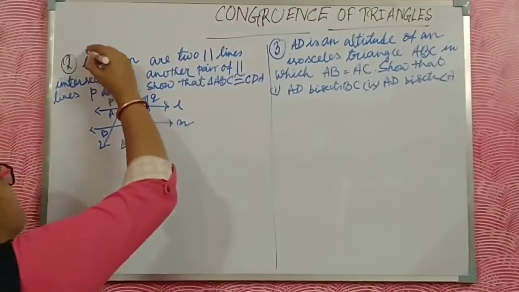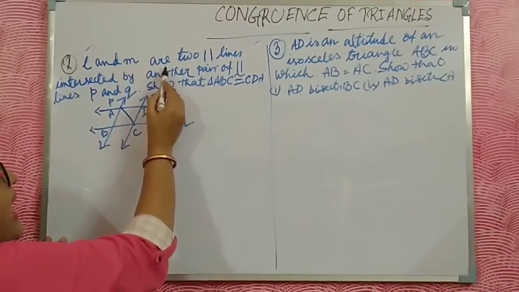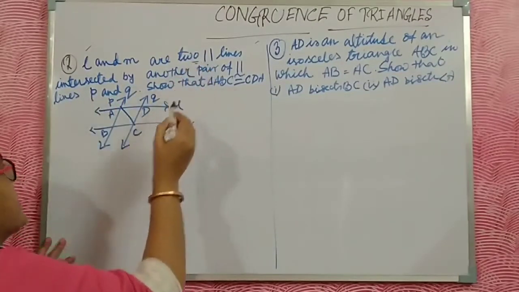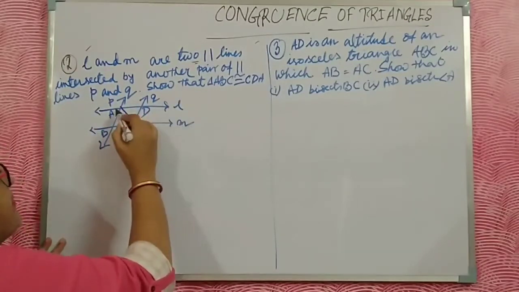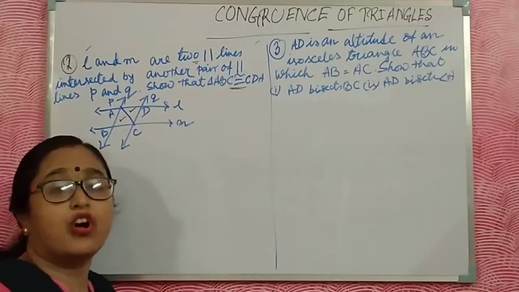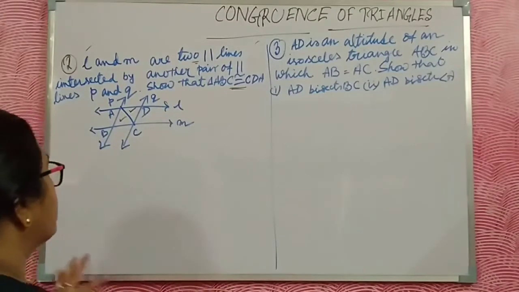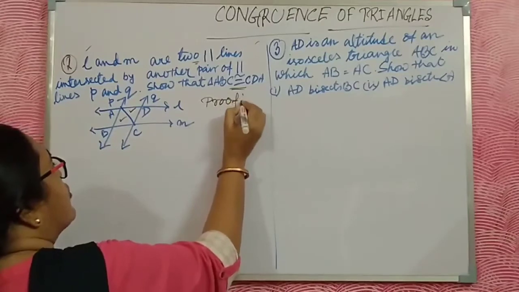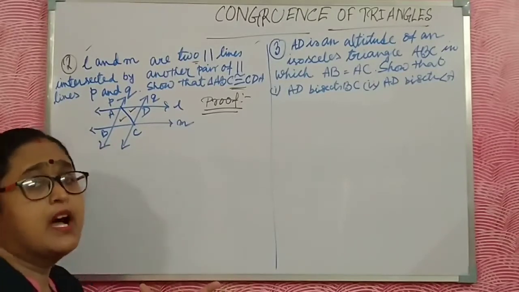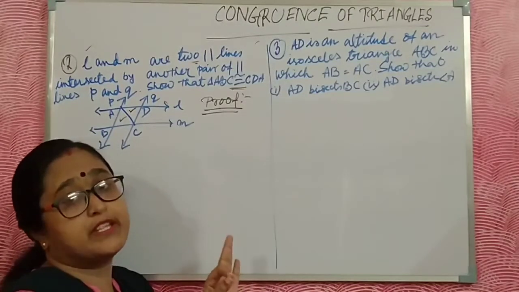Now I discuss two sums under this congruency property. First, I read this question. L and M are two parallel lines intersected by another pair of parallel lines, P and Q. Show that triangle ABC is congruent to triangle CDA. These two triangles are congruent. By using the congruency property, I prove these two triangles are congruent. Now going to prove. All of you please copy this sum, because this is the same rule, the same process. You can apply it anywhere in a sum, and by properties of congruency the process is the same. That's why I repeatedly tell you, please copy this one.